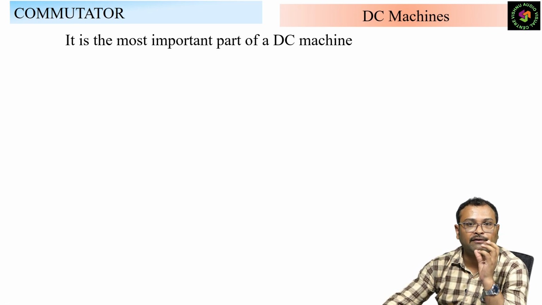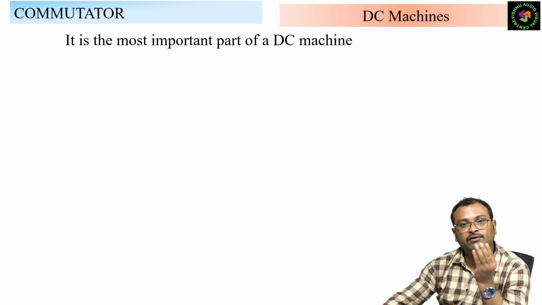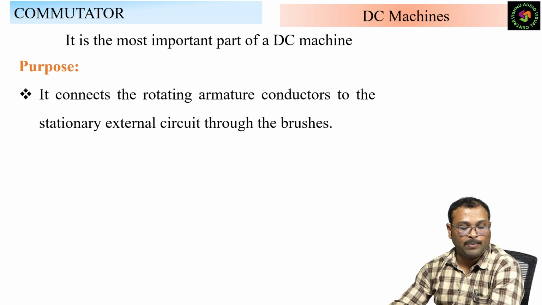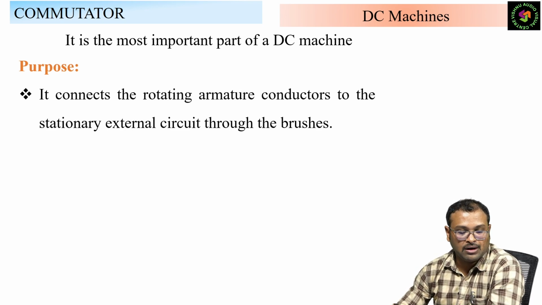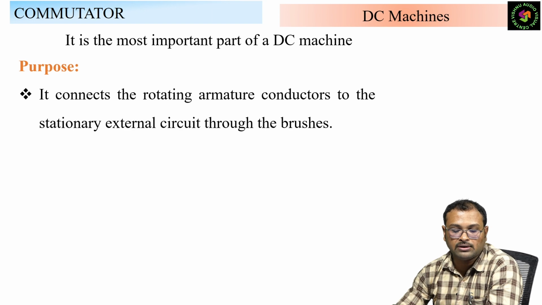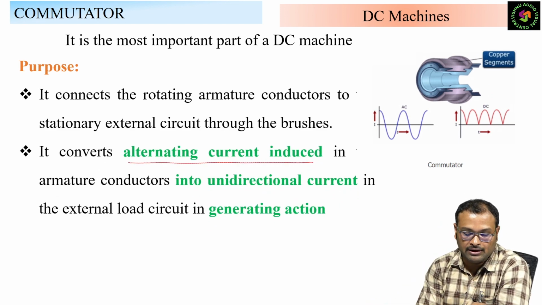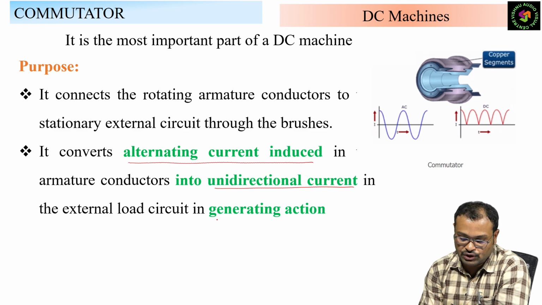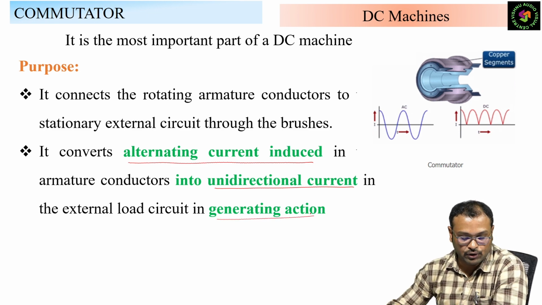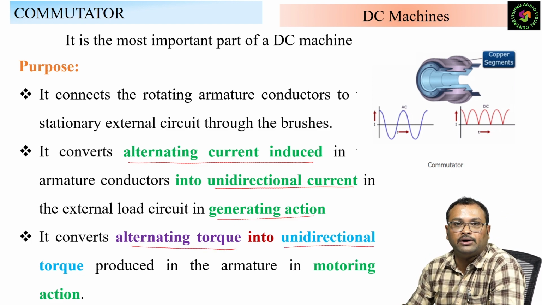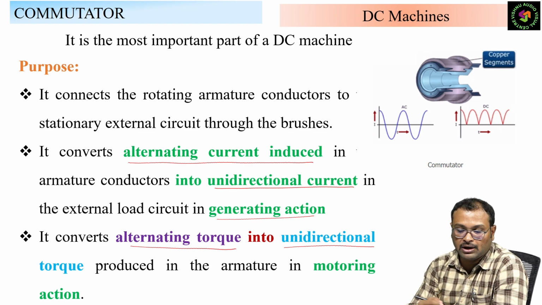So this rotating part will connect with the stationary. Outside is stationary, inside is rotational. So the commutator will work in between. The purpose of this one is to connect the rotating armature conductors to the outside stationary parts with the brushes, and it converts alternating current induced in the armature conductors into unidirectional current in generator action. In motor, it converts alternating torque into unidirectional torque. So that is the purpose of the commutator in a DC machine.